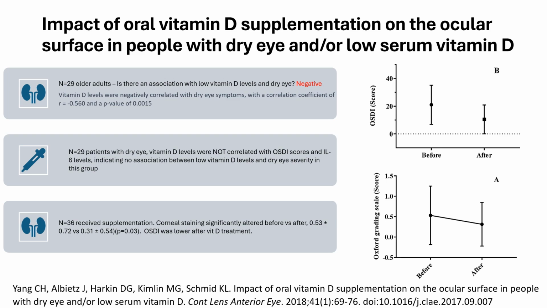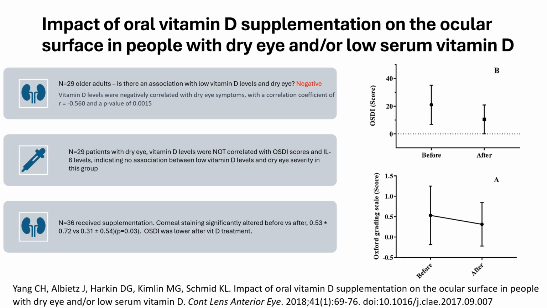And in our last study, those that received this vitamin D supplement, their corneal staining, which shows the health of the cornea, was actually significantly altered by the vitamin treatment. And their OSDI score was also lower. So again, their overall feeling of the severity of their dry eye disease improved. So what does all this mean? The results in that older group of individuals showed that vitamin D levels were actually negatively correlated with their dry eye symptoms.